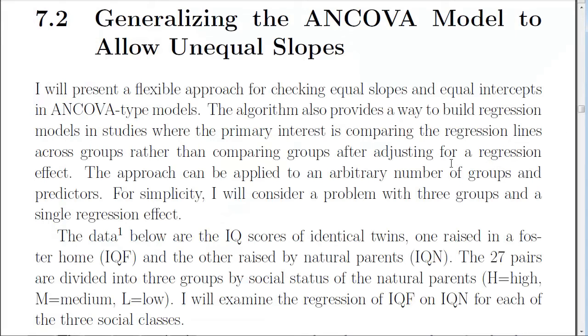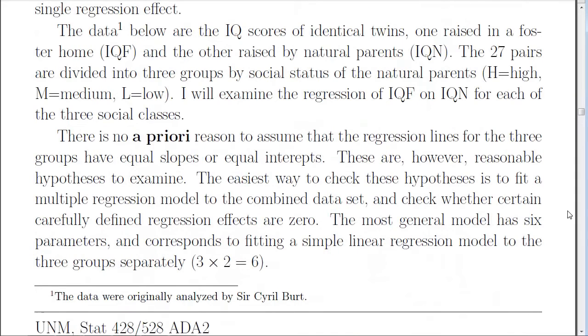So we'll look at an example where we've got three groups and we have a single regression effect. Here we've got the IQ example. We have IQ scores of identical twins. This is a very unusual data set because twins were born and one twin of the pair was raised in a foster home, called IQF, and the other was raised by their natural parents, IQN. And we want to know what the relationship is between these sets of twins and whether their IQ scores differ.